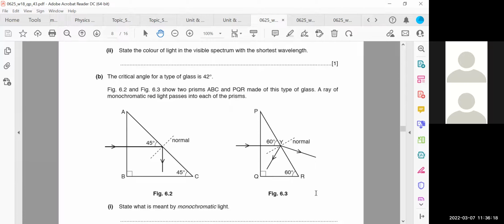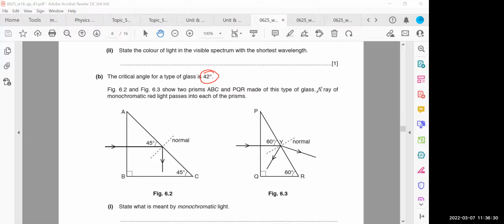Question number B, the critical angle for a type of glass is 42 degrees. Pahel and Meher, both of you please be ready for this question. If you look at the diagram, figure 6.2, 6.3 shows two prisms ABC, PQR made of this type of glass. A ray of monochromatic red light passes into each of the prisms.